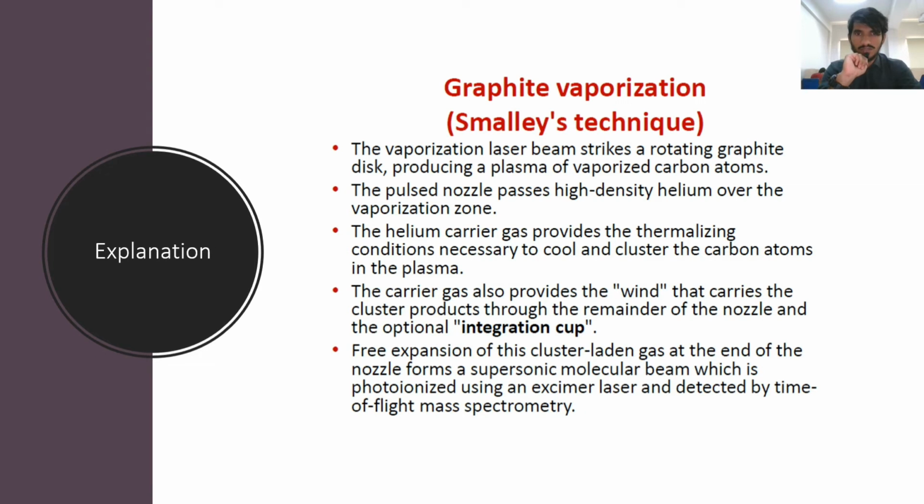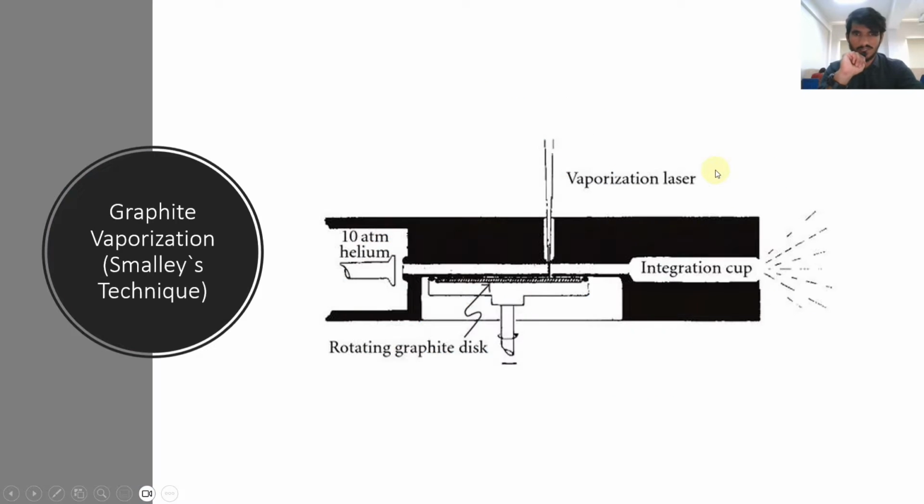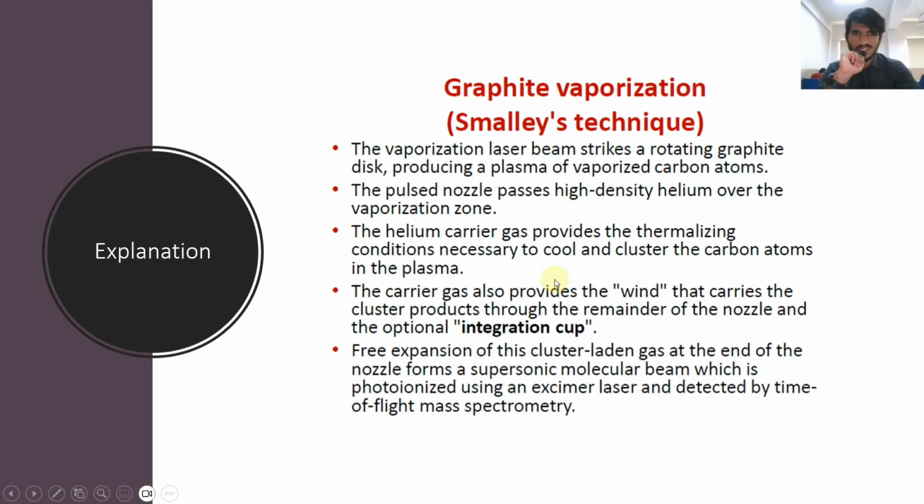First of all, the vaporization laser beam strikes a rotating graphite disc, producing a plasma of vaporized carbon atoms. So what happens? We have this vaporization laser, and it will strike this rotating graphite disc. Okay, so this is a rotating graphite disc, and the vaporization laser will strike this disc here. So what's the next step?